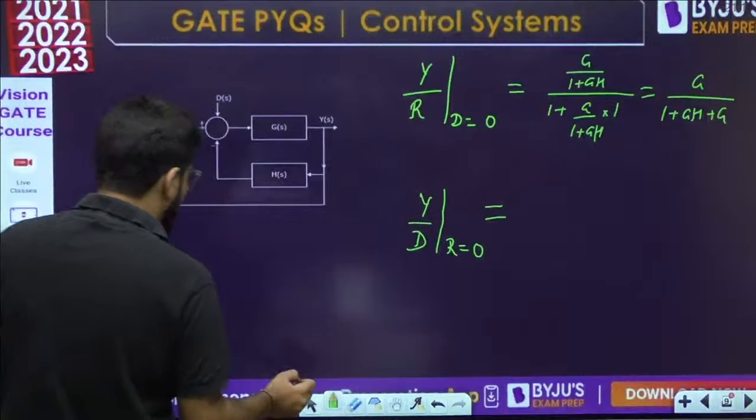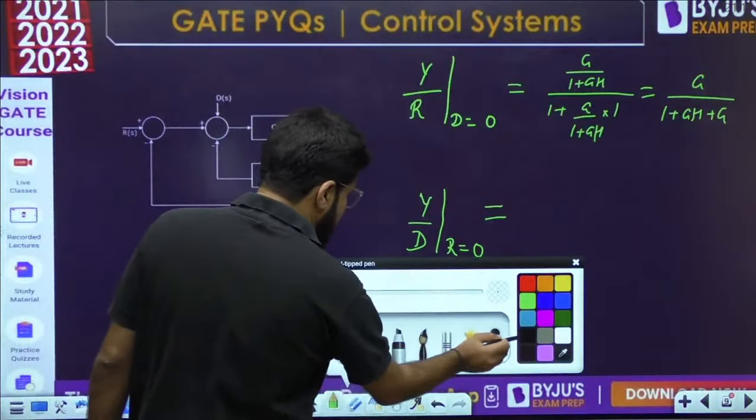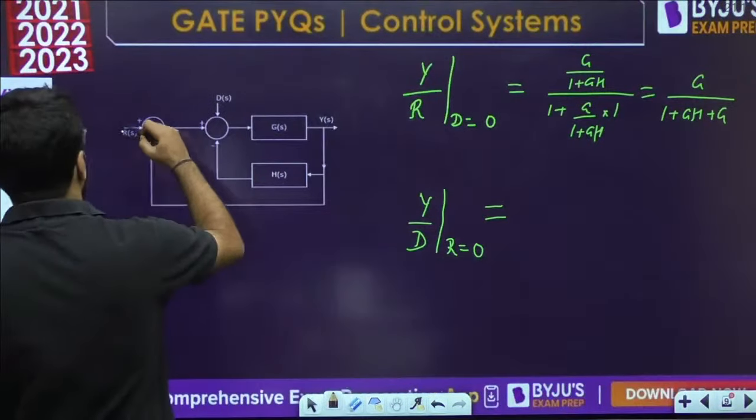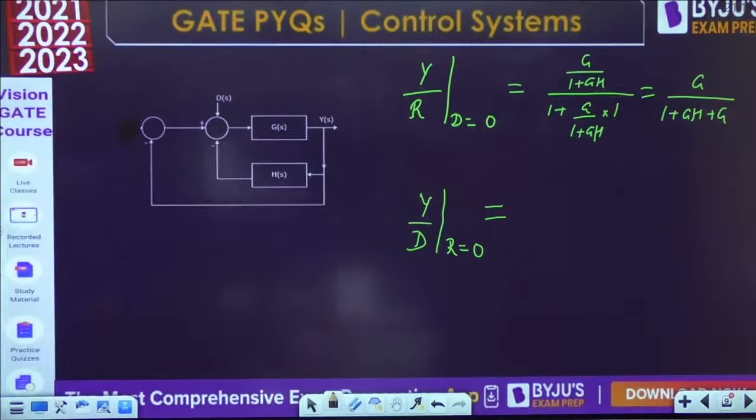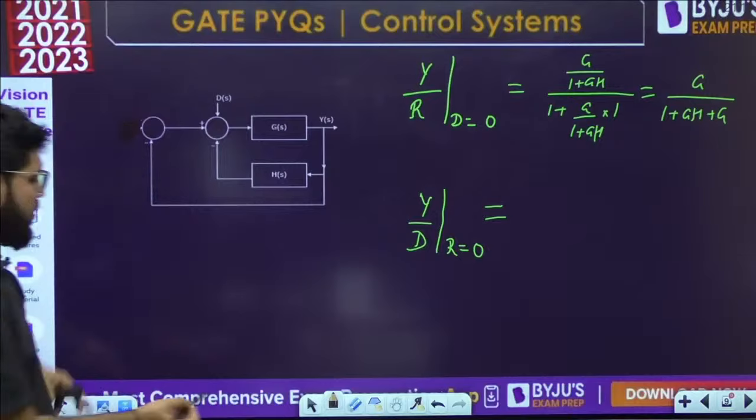Let me remove this. Now the input R will be 0, but D will be as it is. So you can take this as 0, and if you take this as 0, there is actually no need of this particular summing point.